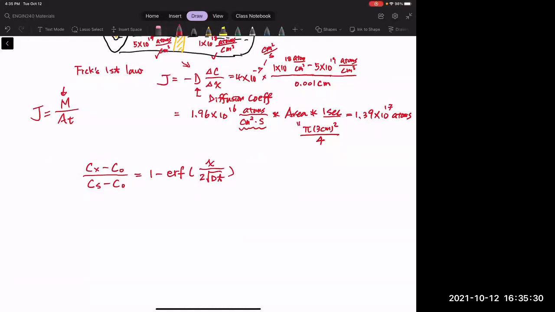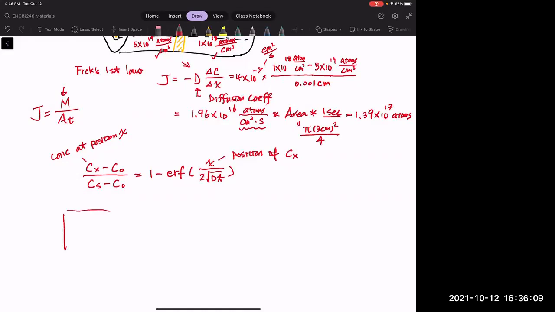Okay, so the thing that you need to be careful about is what all these symbols mean, all these symbols that you have in this equation. The X represents the position that you look at of the concentration that you're looking at. So C represents concentration. So Cx represents concentration at position X. X is the position.